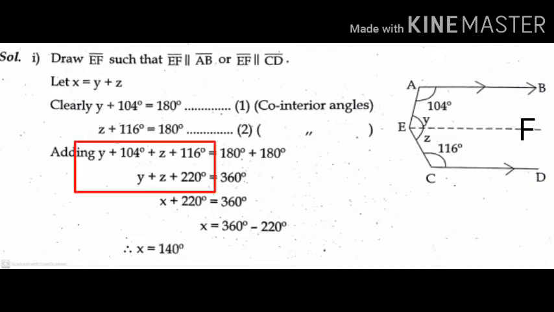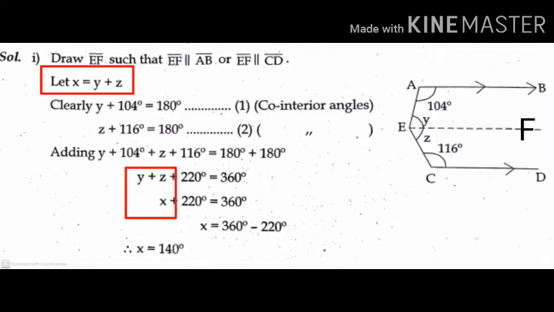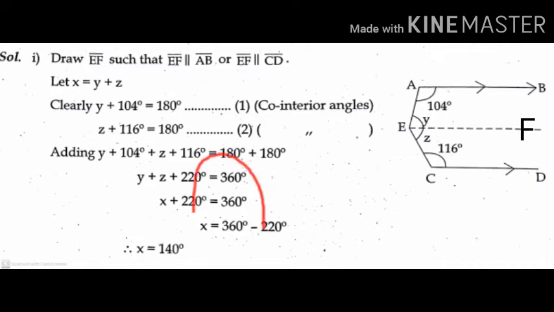Y plus z plus 104 plus 116 is equal to 220 degrees, that is 180 plus 180, 360 degrees. Next step, we know y plus z is equal to x, so x plus 220 degrees is equal to 360 degrees. Next step, x is equal to 360 degrees minus 220 degrees. After subtracting, we get x is equal to 140 degrees.